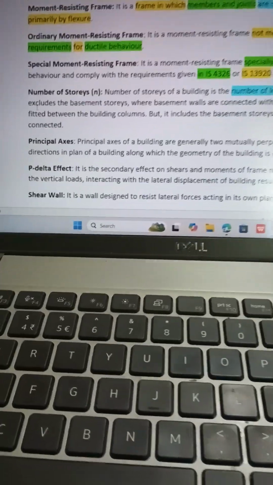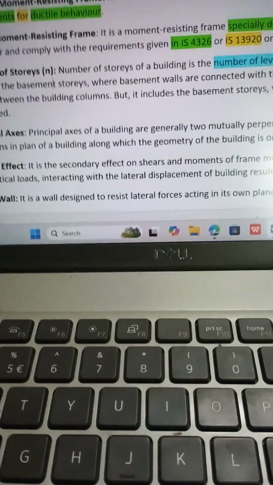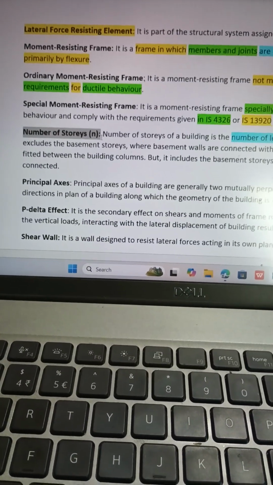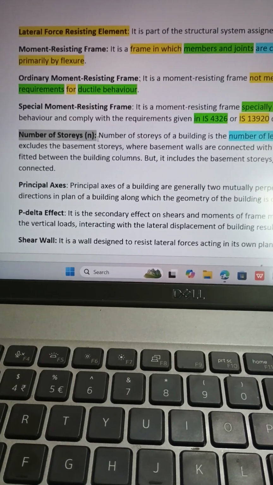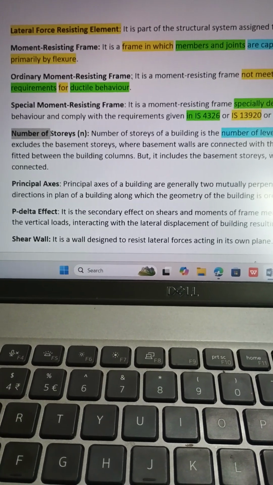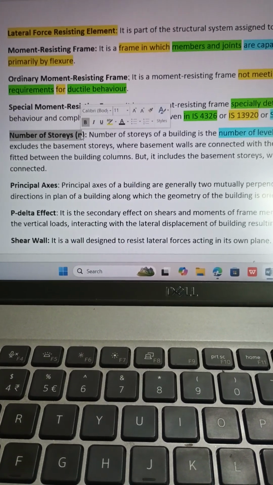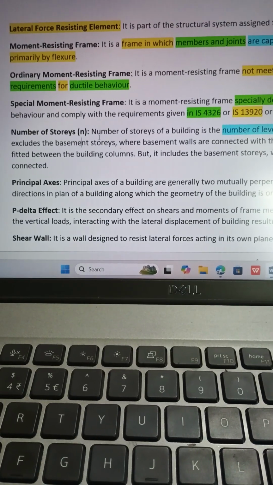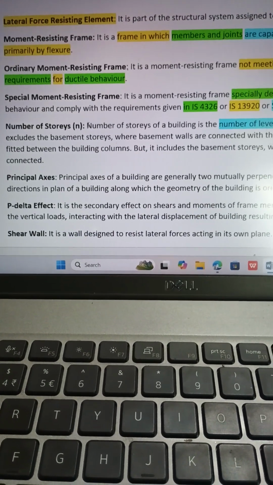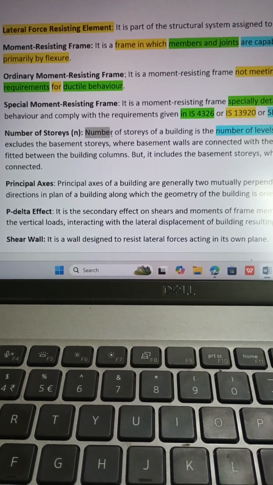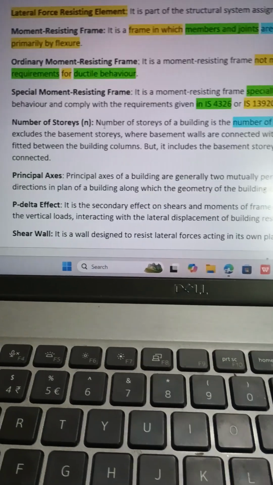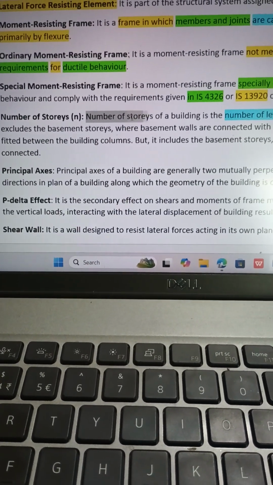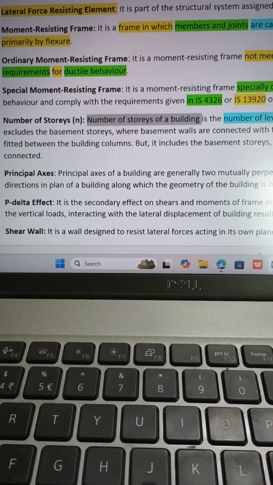So I was trying to understand this number of stories definition. This is actually from the code, IS 1893. So it's not that easy the way you think. Okay, let me try to elaborate. Let me try to understand it with you guys, and then maybe we can make sense out of this definition.